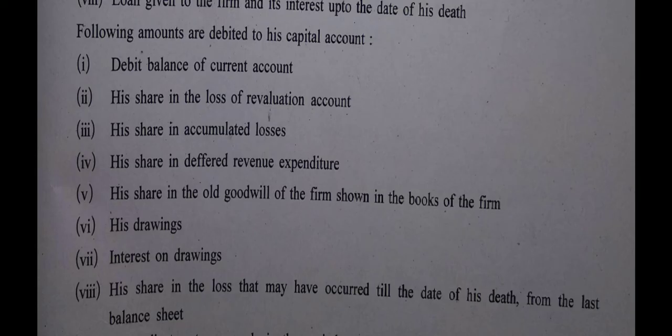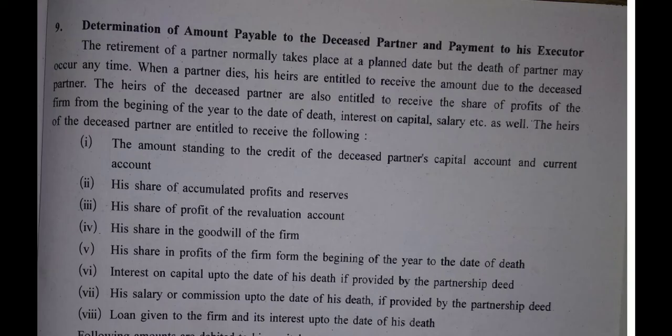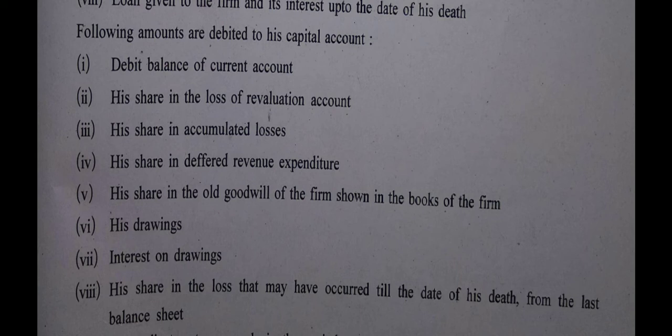Now let us see which amounts are to be debited to his capital account. The very first thing is debit balance of current account, of course, is to be debited, and his share in the loss of revaluation account. When it is profit, it is to be credited. We just saw here in the third point, his share of profit of the revaluation account is to be credited. And here if you will see second point, his share in the loss of revaluation will be debited.